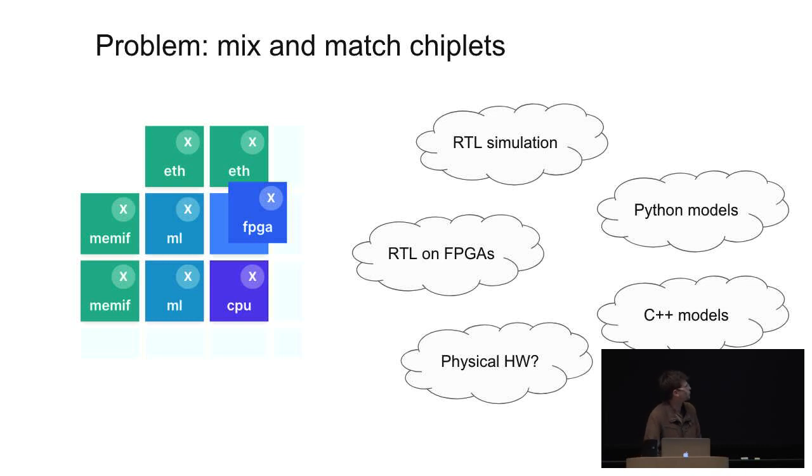So for example, we might have RTL simulation of one of the chiplets. Maybe for another chiplet, we have implemented it on an FPGA to speed up the simulation. But in other cases, maybe it's more at a conceptual stage. Maybe we just have a Python model or a C++ model. And of course, at some point, we'll also have physical hardware, so maybe we want to have a blend of some physical chiplets and some chiplets that are just defined in Python, and we want all of those different combinations to work together.